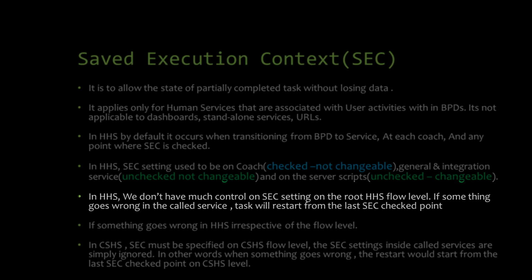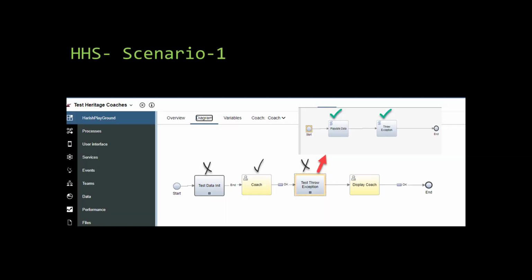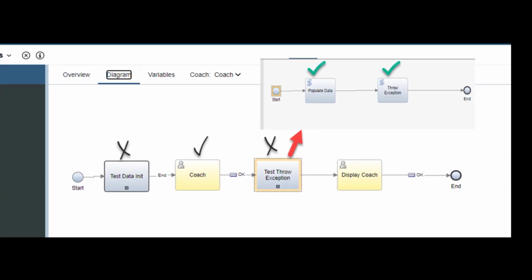If something goes wrong in the called service, the task will restart from the last SEC checked point. Let me explain this. This is our heritage human service flow. As you can see, SEC is unchecked by default on the service and on the coach, and I checked SEC on the script for populate data and on the throw exception. So if something goes wrong on this script and you retry the failed steps, since SEC is checked on populate data, the task will restart from this point, because this is the last checked point before the exception.